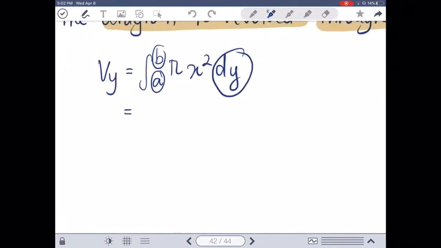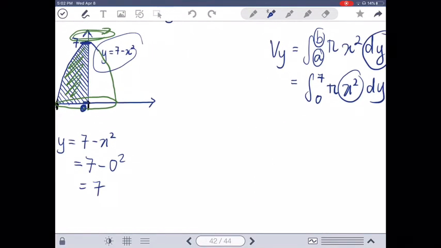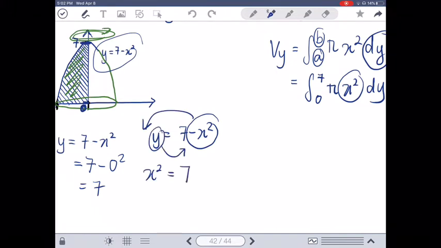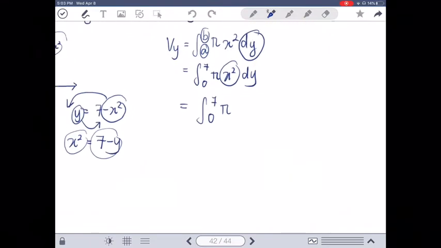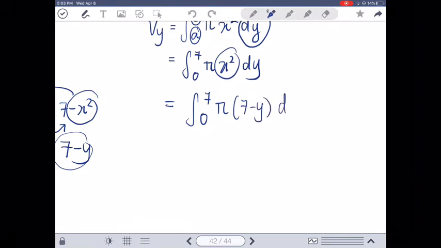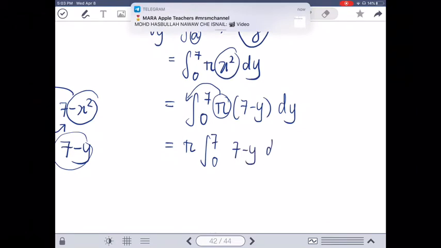So substitute that value into the equation, from 0 until 7 of pi x squared dy. Now we need to change x squared in terms of y. So we have y equals 7 minus x squared. Move that term to the left hand side and y to the right hand side. We should get x squared equals 7 minus y. Now we have our x squared in terms of y. Just substitute that into x squared there. So this is equal to the integration from 0 until 7 of pi times 7 minus y with respect to y, and pi as a constant, we can bring it outside. So it becomes pi times the integration from 0 until 7 of 7 minus y with respect to y.